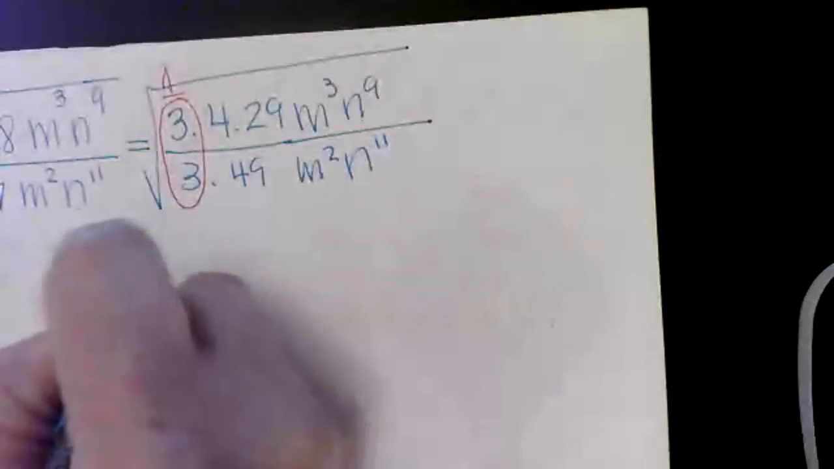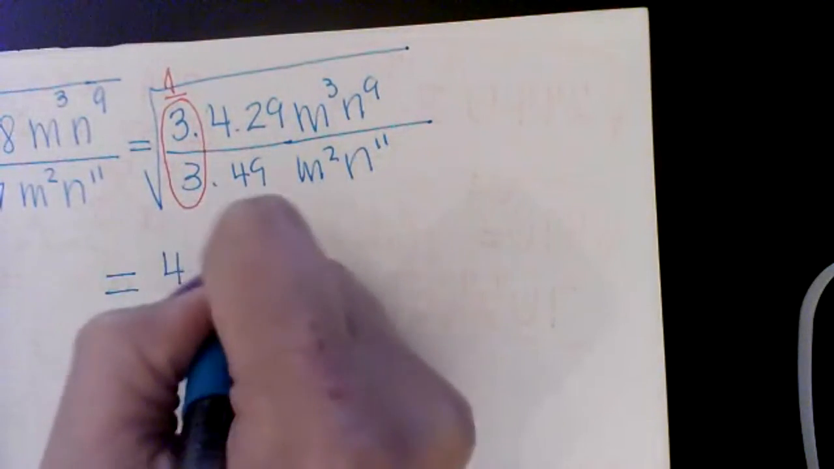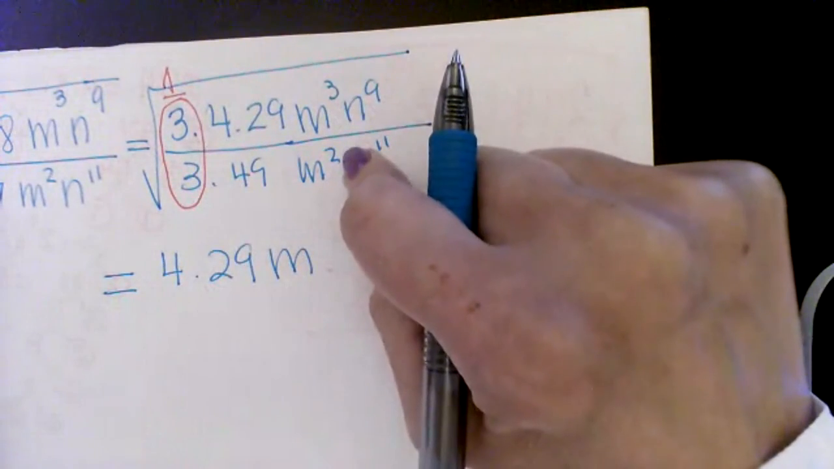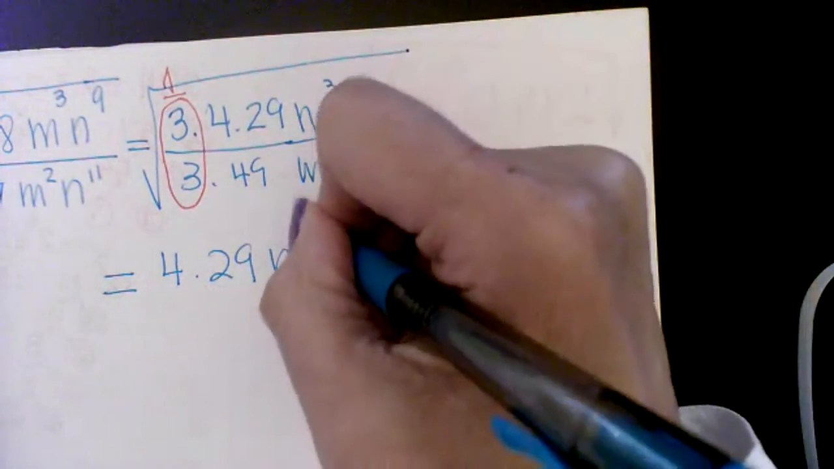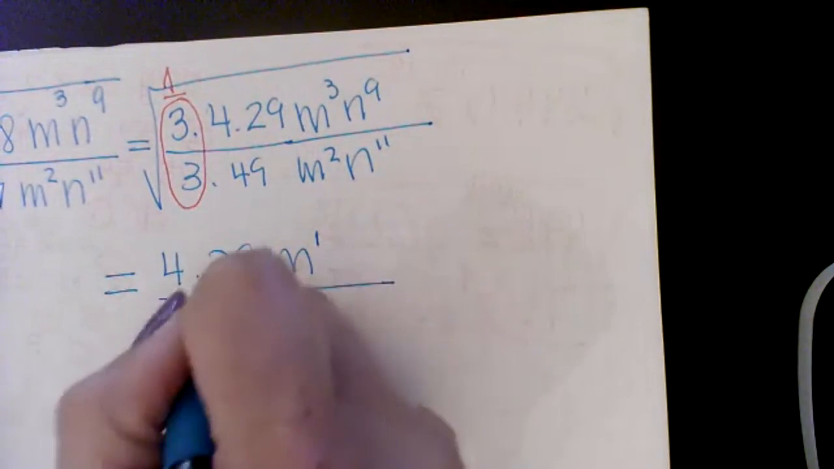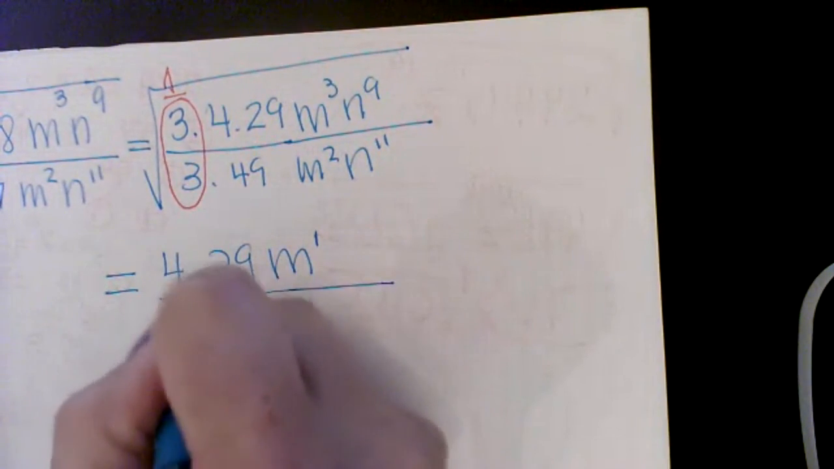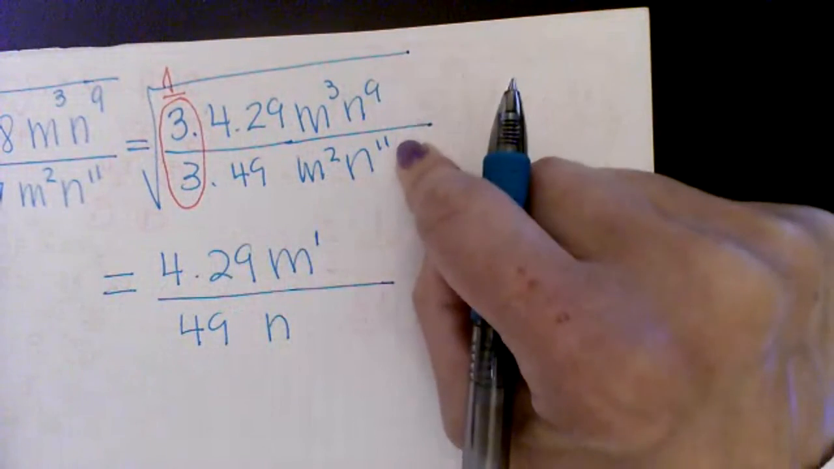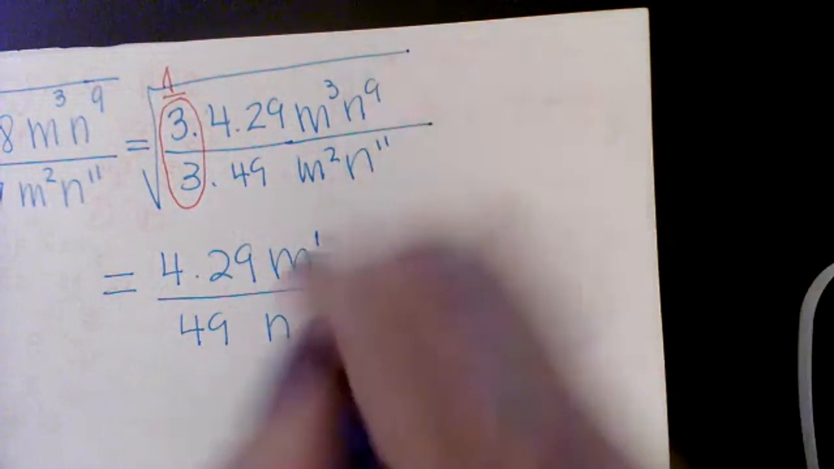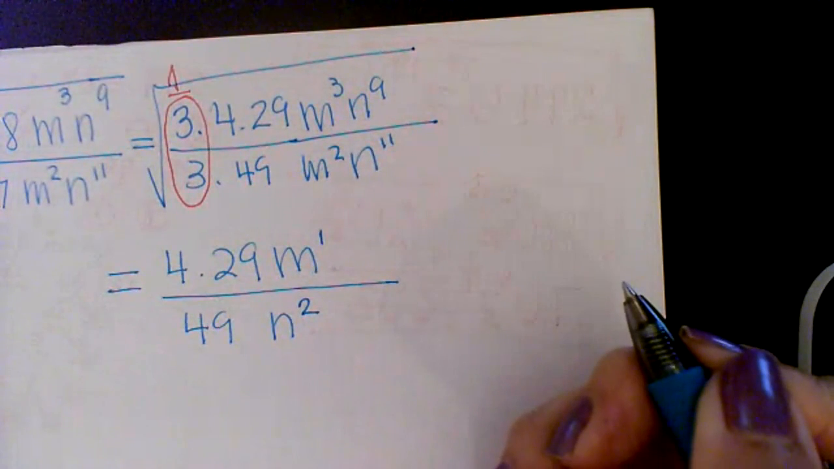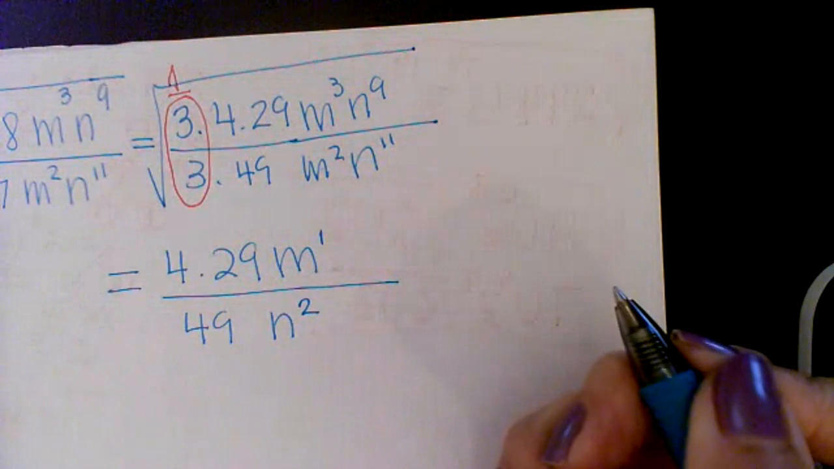Now, let's keep going here. So we have 4 and 29, 3 minus 2 is 1, right? And we write down the 49 down here. And 9 minus 11, so n squared is going to be on the bottom. Okay?